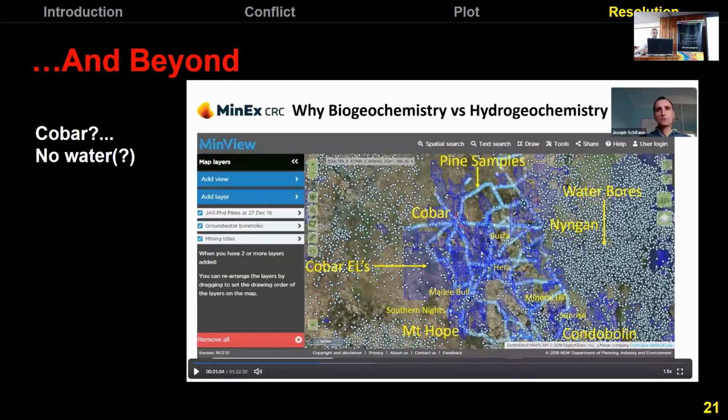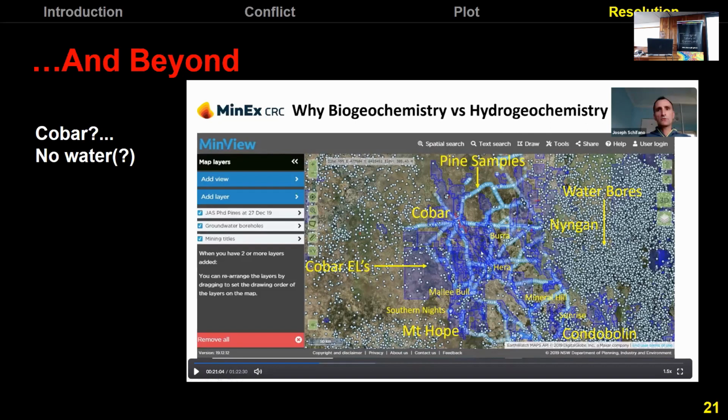And the last thing, which hopefully will whet the appetite of somebody, is we want to extend this to other places as well. A place that everybody's quite interested in is the Cobar Basin. This is a borehole water map of that area. What you can see is it's pretty darn sparse in the Cobar Basin for water.